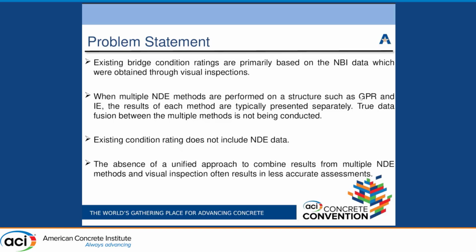So the problem statement is that currently bridge condition ratings are primarily based on NBI ratings, and these use visual inspections. Also, when multiple NDE methods are performed on a structure, such as GPR and impact echo, the results of these methods are presented separately. For someone who does not understand how to interpret these results, it might be conflicting. And then existing condition rating does not include NDE data.